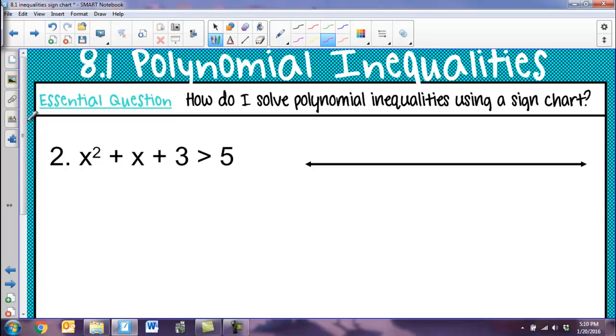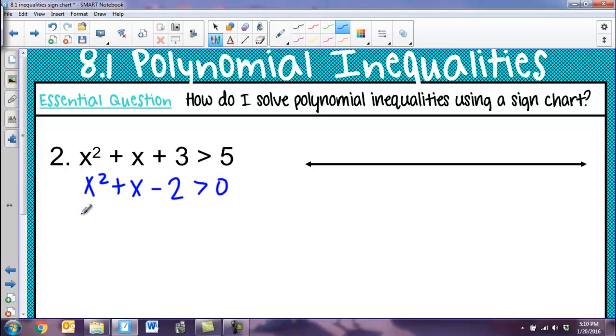Okay, so we have x squared plus x plus 3 is greater than 5. First thing we have to do is get this equal to 0. Otherwise, we can't do what I just did: factor and set the factors equal to 0. So if I subtract 5 from both sides, this is going to be my new function, and again, you have to have 0 on one side.